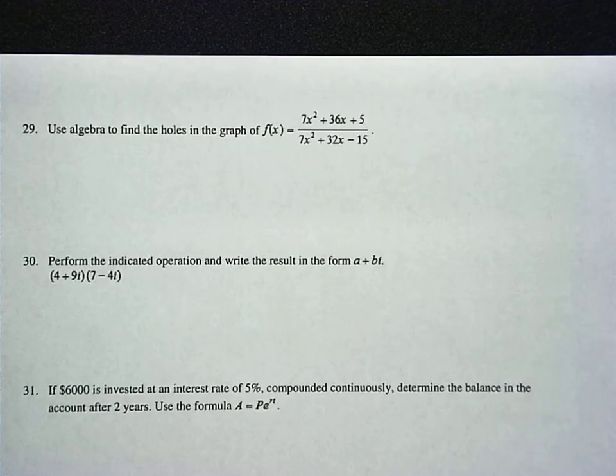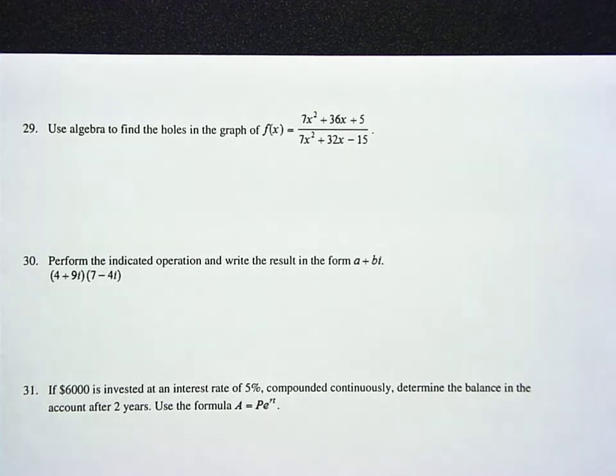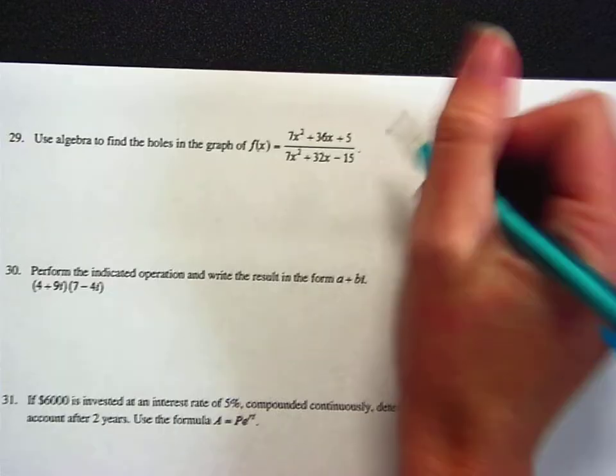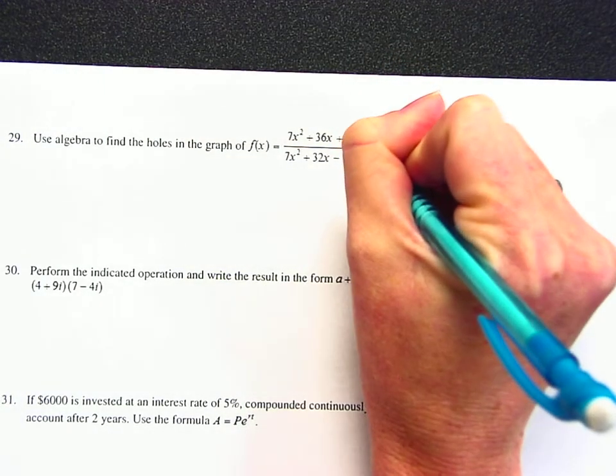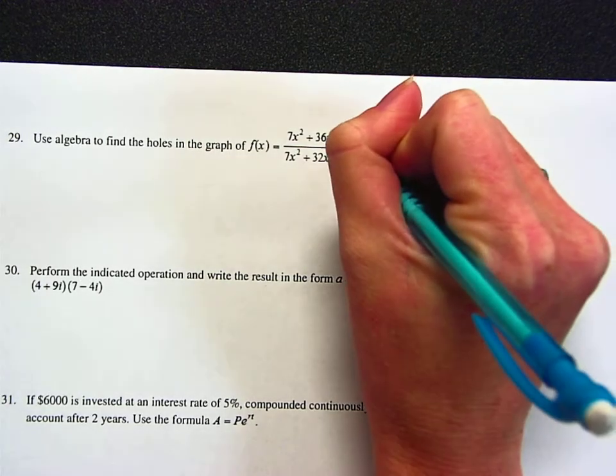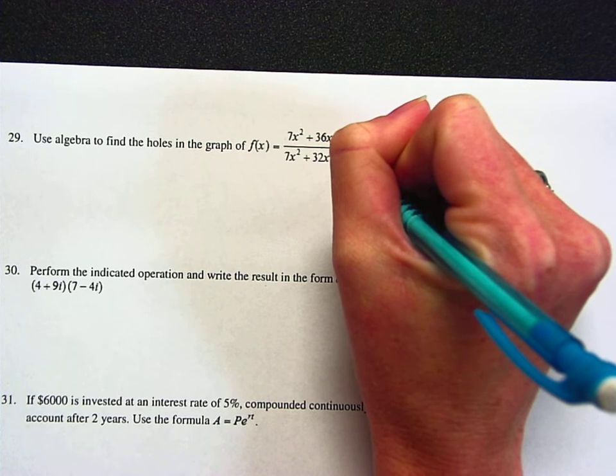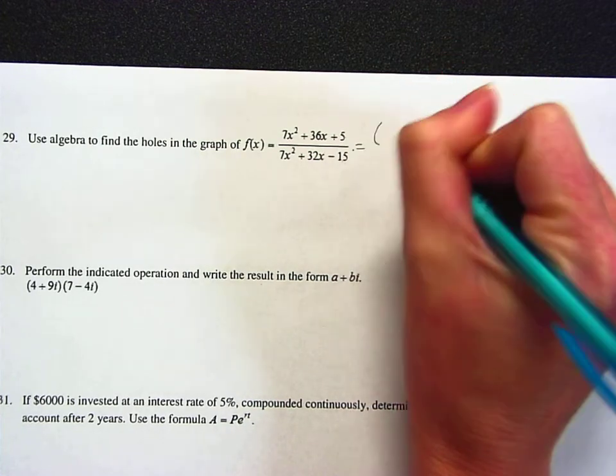Okay, let's start with number 29 on this one. With number 29, we are looking for some holes in the graph. I have holes in a graph when I have a factor on the top that will cancel out with a factor on the bottom. So let me start by factoring these things.